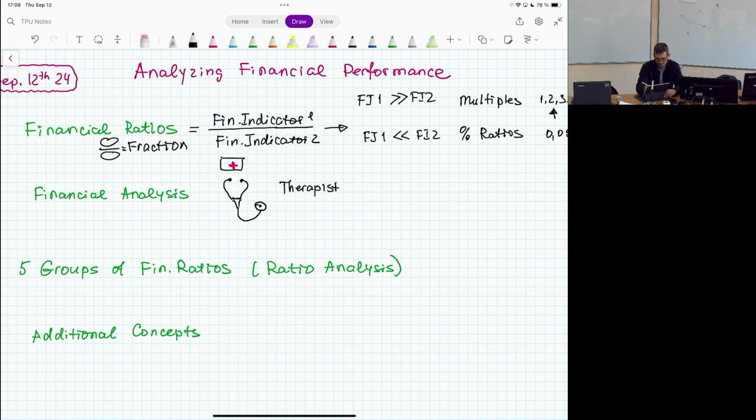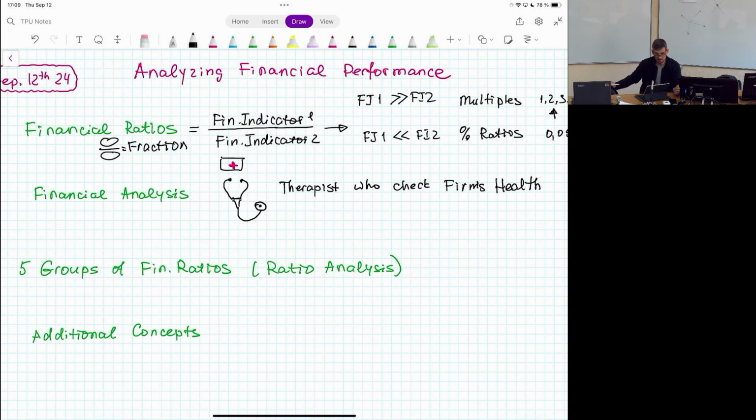Therapist. So a financial manager who starts doing the financial analysis is a therapist who checks the firm's health. Okay? So you check the pulse, you check the ears, you check the eyes, you check the mouth, you check the skin, you check everything. Okay? And so this is the good analogy.